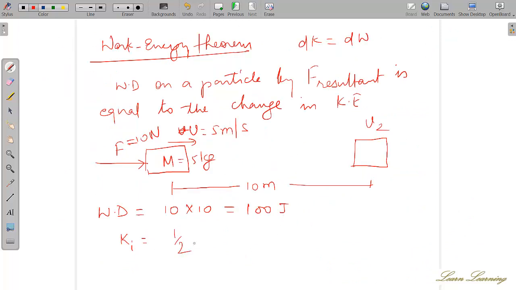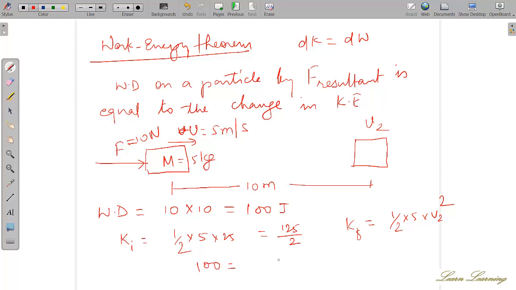Now what is the initial kinetic energy? Half m v square, half into 5 into 5 squared, that is 125 by 2. What is the final kinetic energy? Half into 5 into v2 square, right? Now what? We have to equate these two.